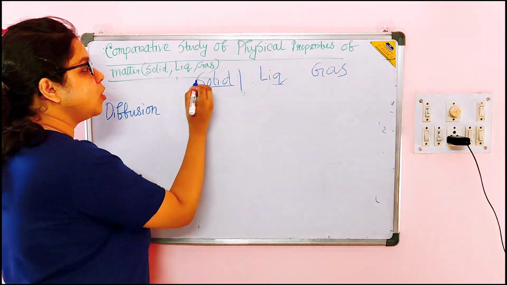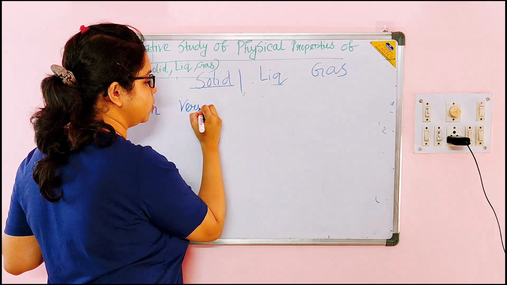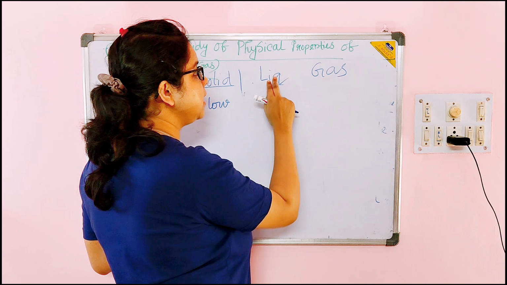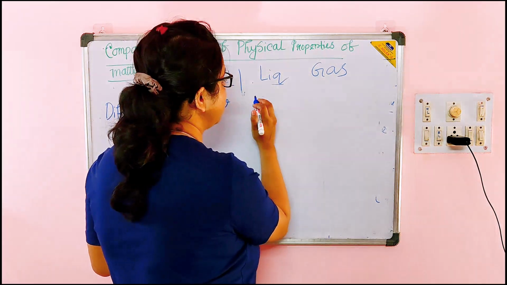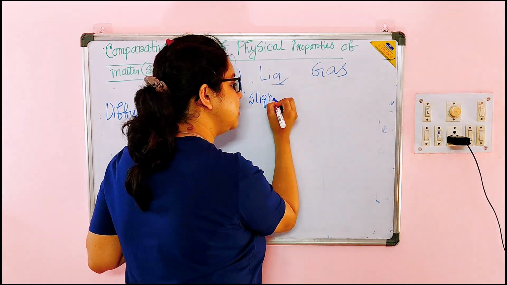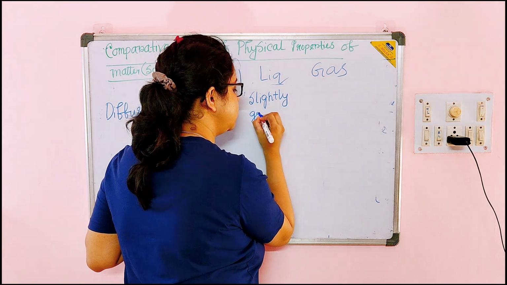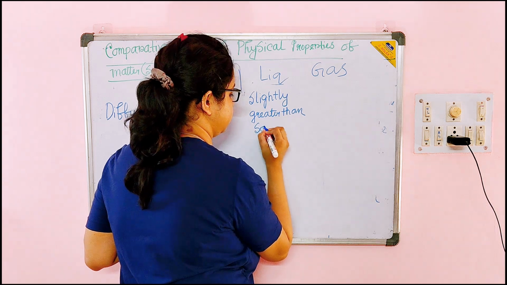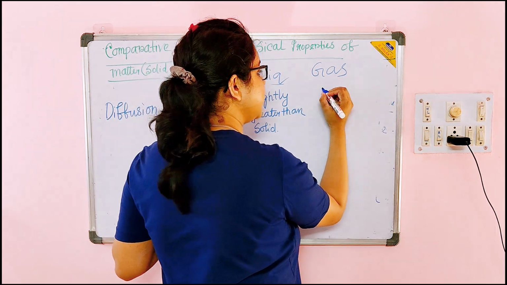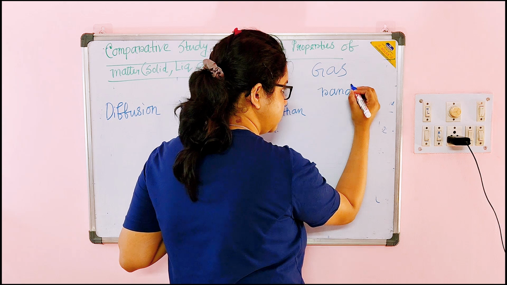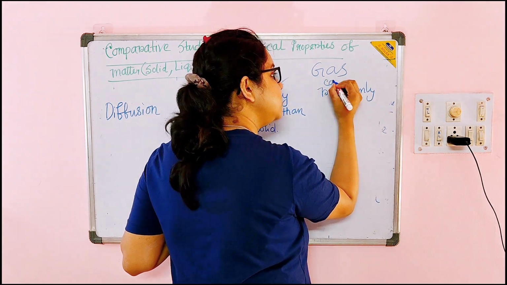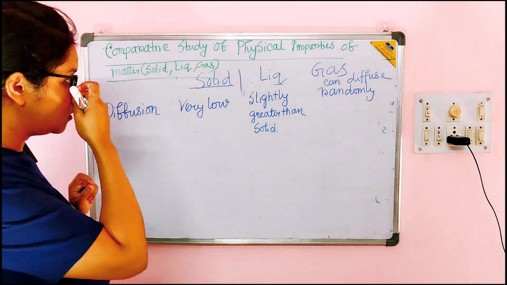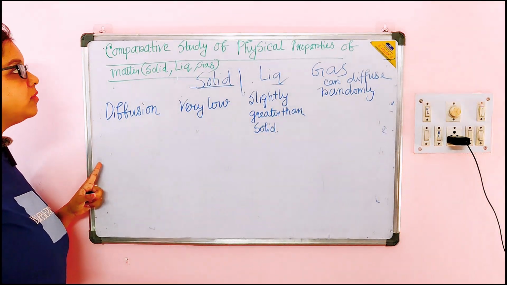Diffusion in case of solid is very low because these molecules are very rigid, but liquid can diffuse to some extent, so it is slightly greater than solid, and gases can diffuse very randomly from one place to another. So these are the physical properties of matter.